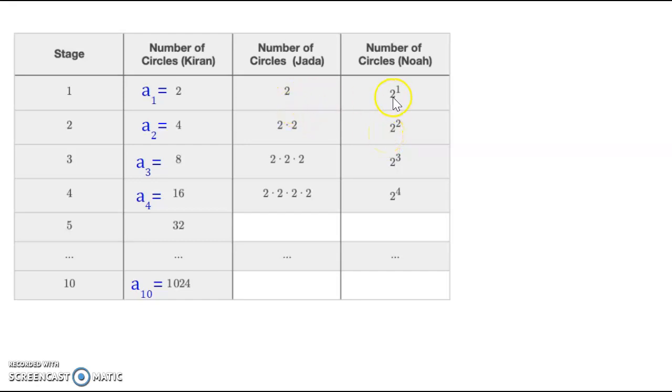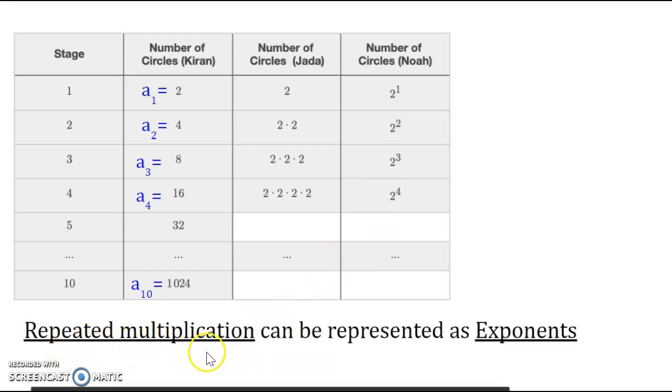So 2 is the same as 2 to the power of 1. 2 times 2 is 2 being multiplied by itself twice, so 2 to the power of 2. 2 times 2 times 2 is 2 being multiplied by itself 3 times, so 2 times 2 times 2 is 2 to the power of 3, and then 2 to the power of 4. So then, repeated multiplication can be represented as exponents. That's the conclusion that you should be making. Repeated multiplication can be written as exponents.